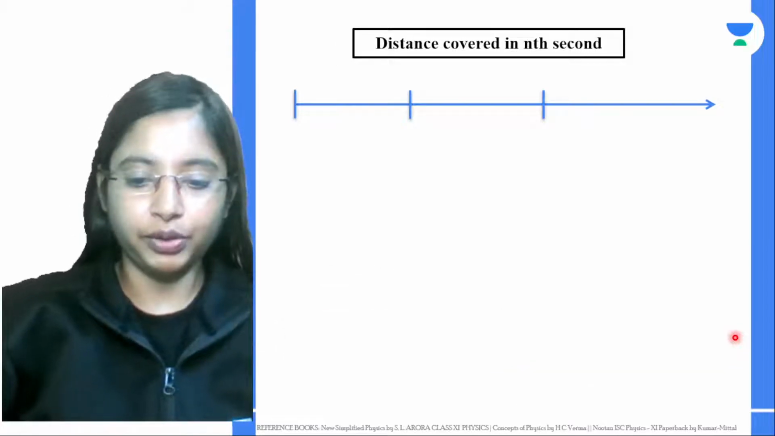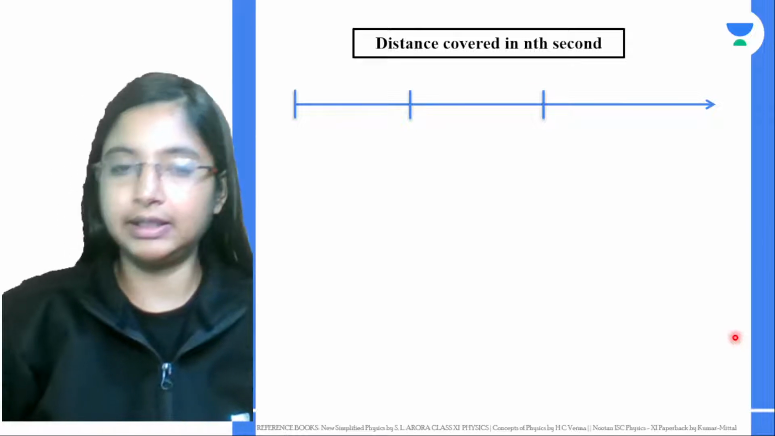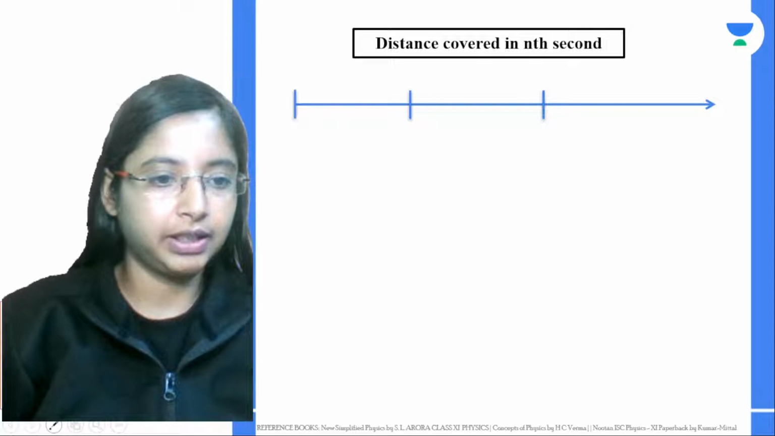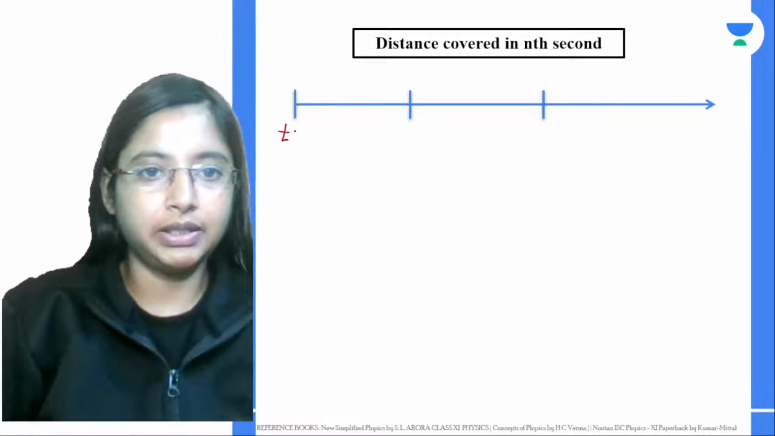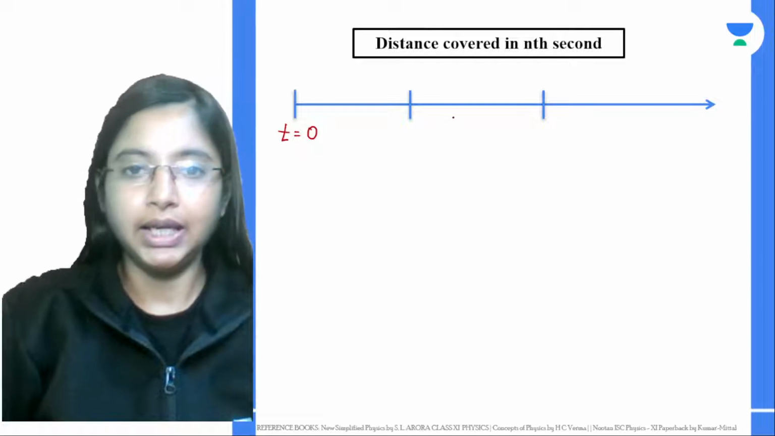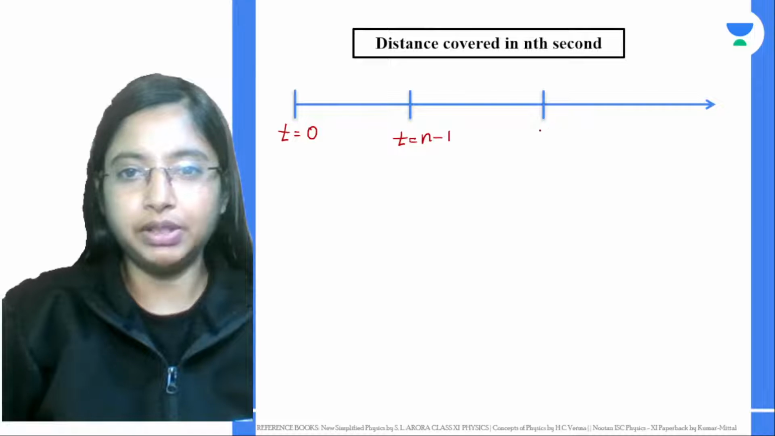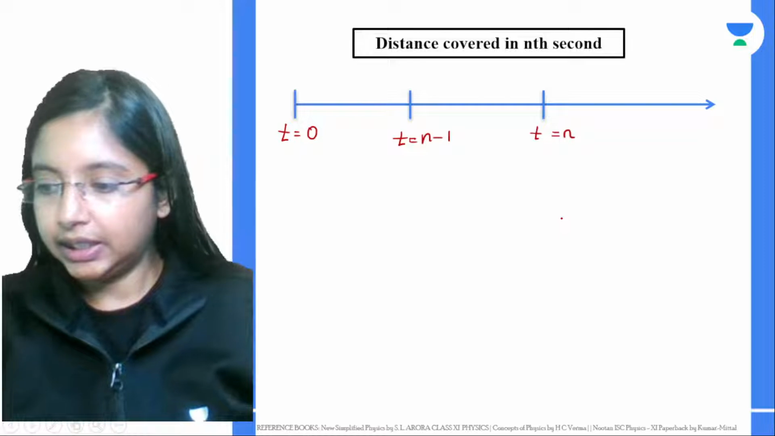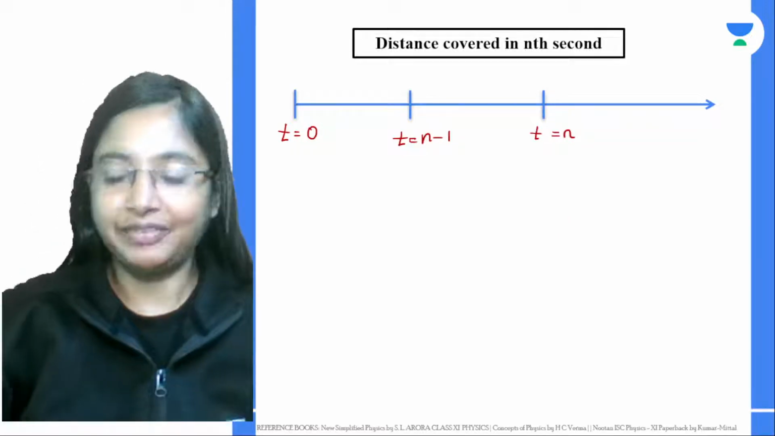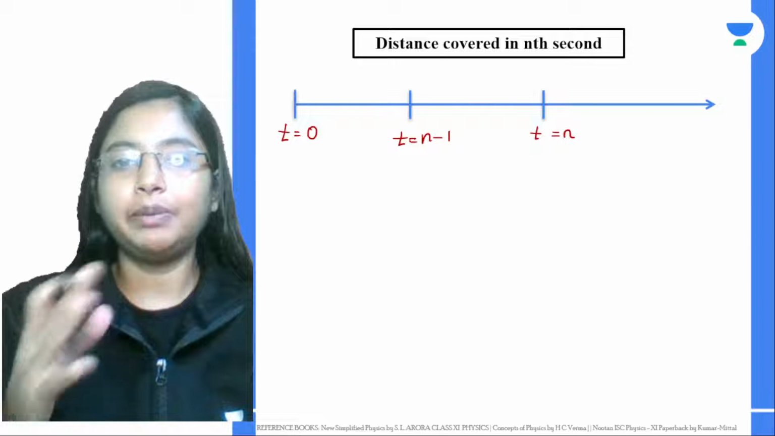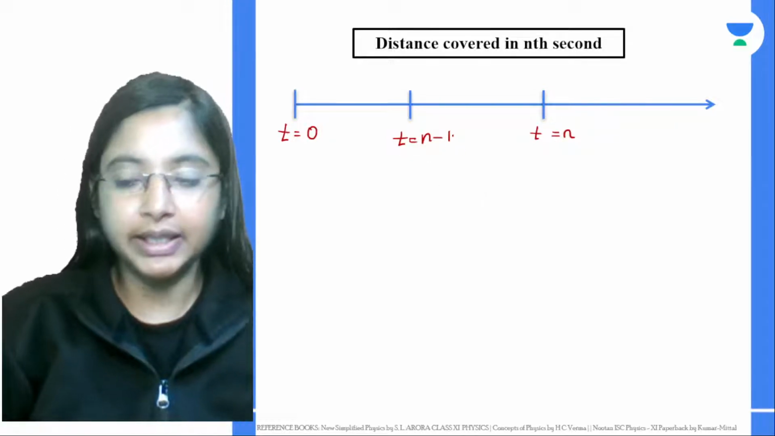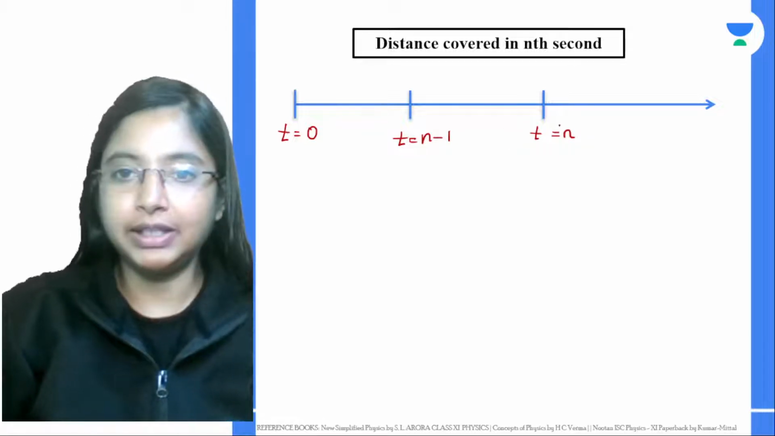Now the fourth equation that we want to do is basically the distance covered in a given time. Let's say at this position, time is equal to 0. After some time, let's say t is equal to n minus 1, and after some more time, t is equal to n. Now if you want to find the distance covered in the nth second, you can obtain this by subtracting the distance traveled in the first n minus 1 seconds from the distance traveled in the first n seconds.